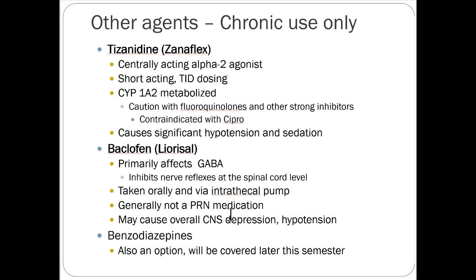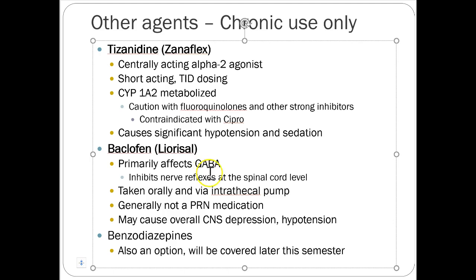Some other agents for chronic use only. So these are going to be people with chronic spasticity issues, so quite a bit different of an indication. Tizanidine is a centrally acting alpha-2 agonist. It's short-acting, 3 times a day dosing, but it's useful for this. It does cause quite a bit of hypotension and sedation. Baclofen is another drug that is really popular for spasticity, and it primarily affects GABA, which inhibits nerve reflexes at the spinal cord level. GABA is gamma-aminobutyric acid, which is a neurotransmitter that has a ton of different effects. And we'll talk about that at a couple different points throughout the spring, especially when we get into neuro and psych more so.